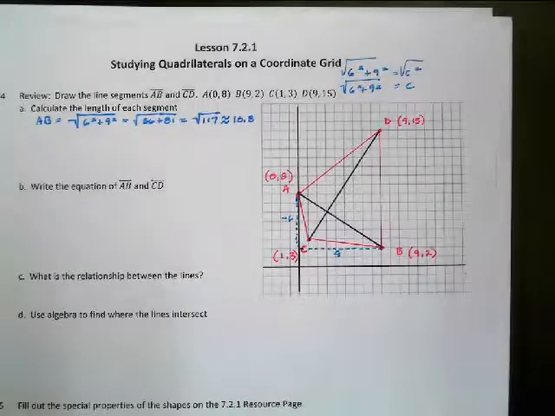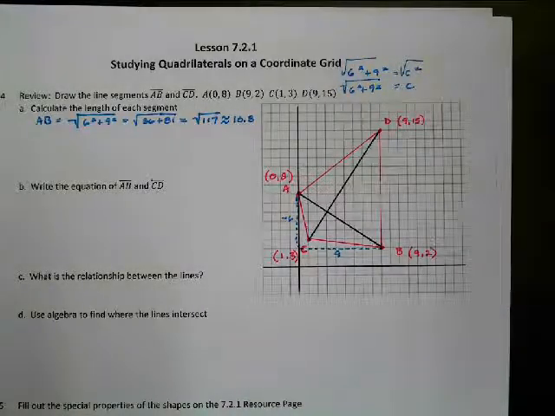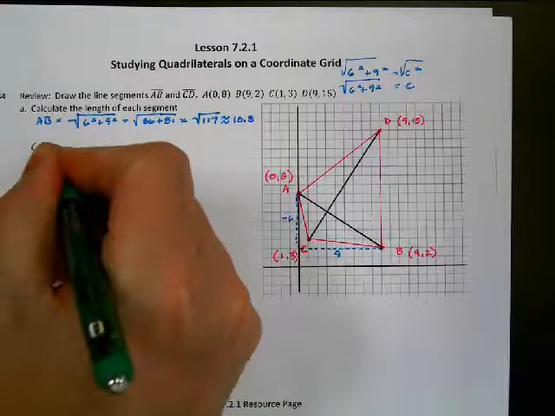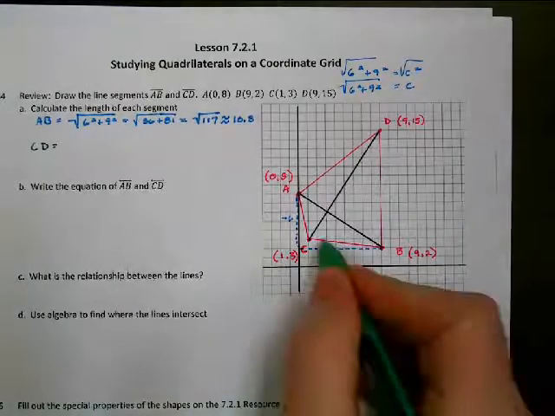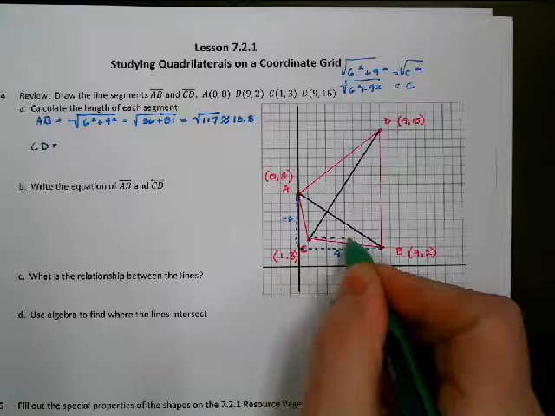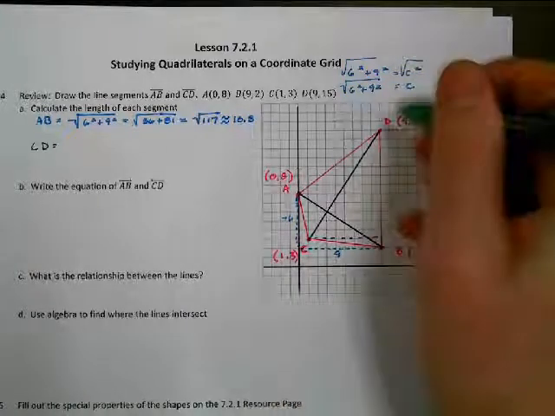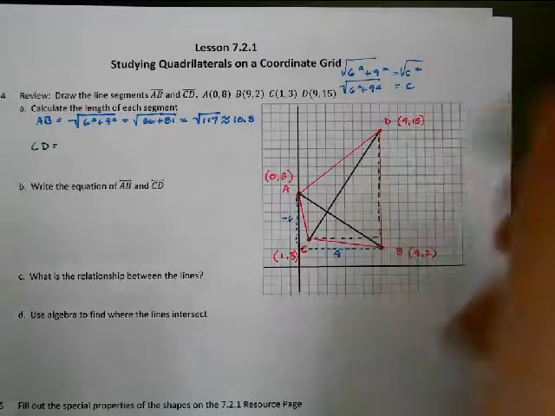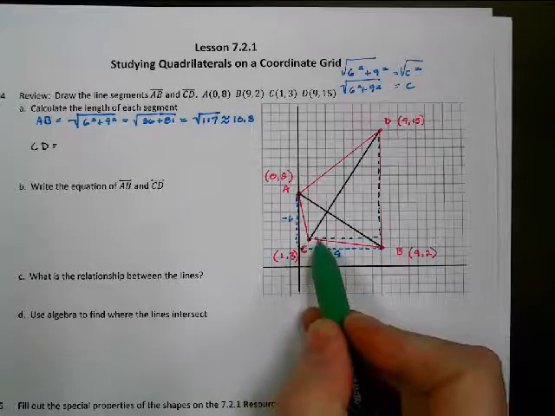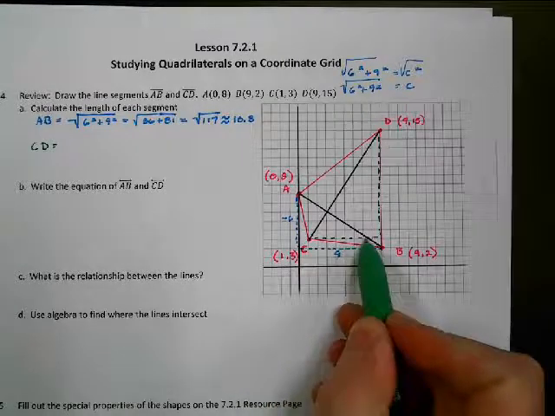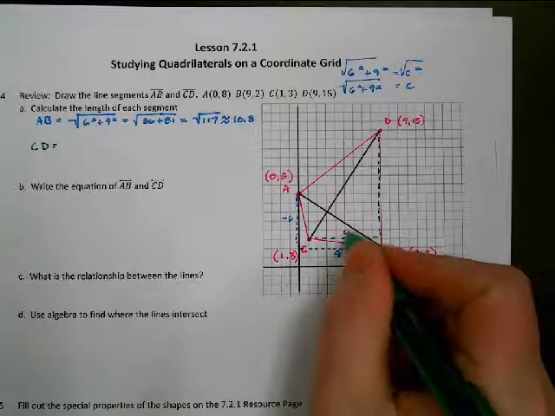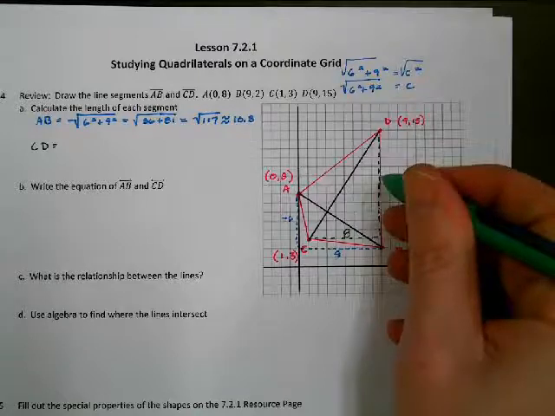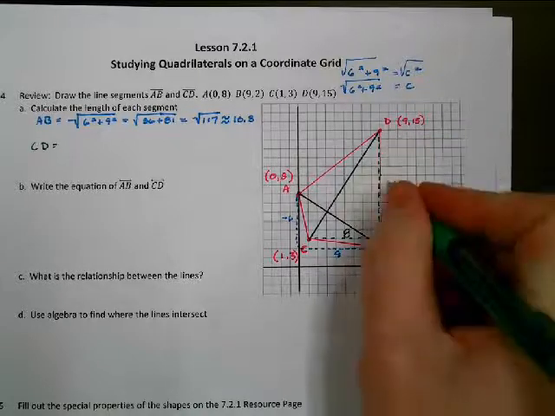All right, so that's the distance from A to B. It's about 10.8 units. Now let's do C to D. Again, we're going to make a right triangle out of this, where CD is my hypotenuse. Let's count out these distances. This is 1, 2, 3, 4, 5, 6, 7, 8. That's a distance of 8 there. And then it goes up 1, 2, 3, 4, 5, 6, 7, 8, 9, 10, 11, 12. So then it goes up 12.